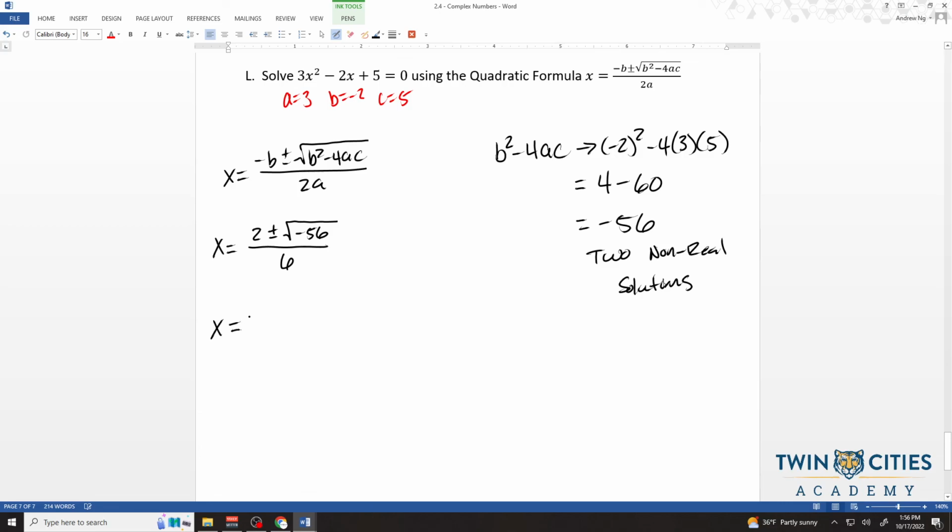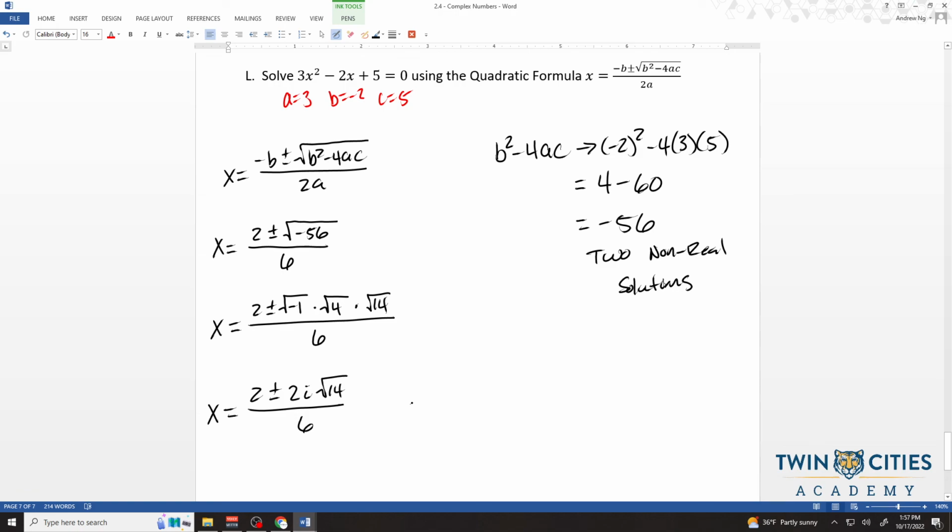All right, x equals 2 plus or minus. Let's break up this -56. This is the same as saying the square root of -1 times the square root of, let's see, 56 is divisible by 4. And I'll be left with the square root of 14 left over. All right, this is all over 6. X equals 2 plus or minus, let's do the square root of 4 first. That'll be 2. The square root of -1 is my imaginary unit, i. And then square root of 14 is left over, all over 6.